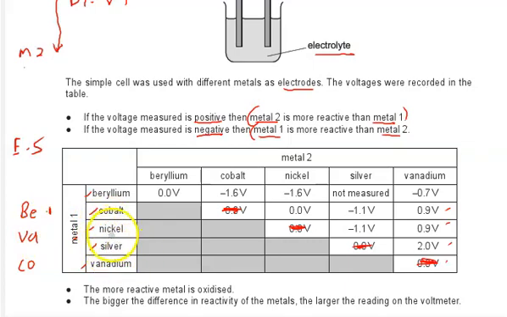Okay, now let us check nickel and silver. It is showing negative. Okay, nickel and silver. Cobalt and silver. Okay, so it should be silver and nickel.